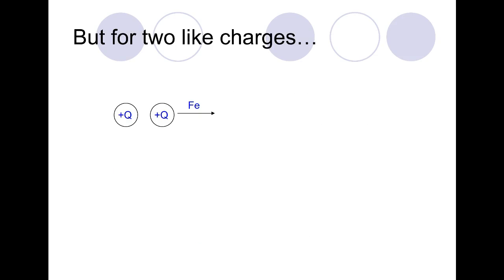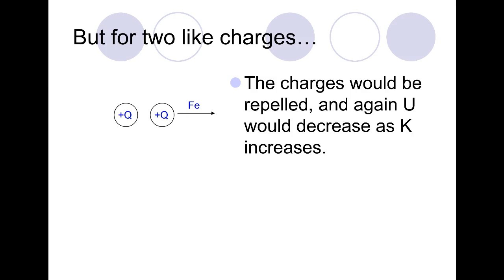Okay, now if you have two positive charges, it's the same situation. The charges would be repelled, and again, the potential energy would decrease as the kinetic energy increases. So this charge would be moving to the right, and we can just think about one of the charges. The same would be true of the other one.